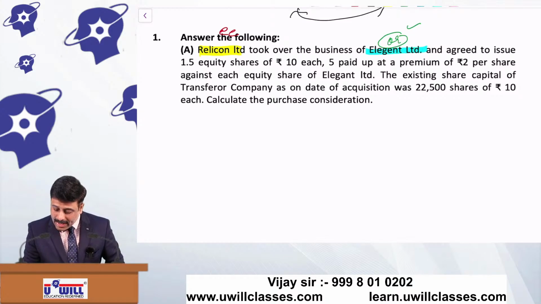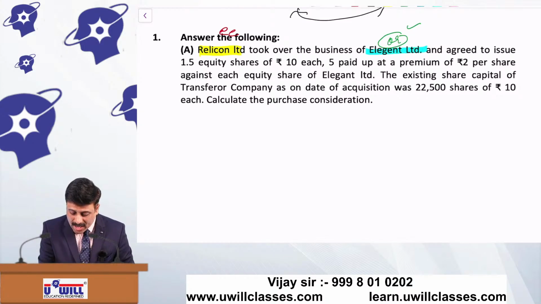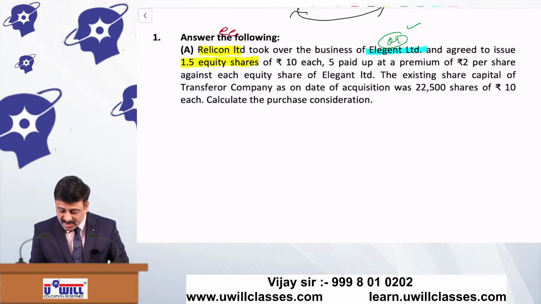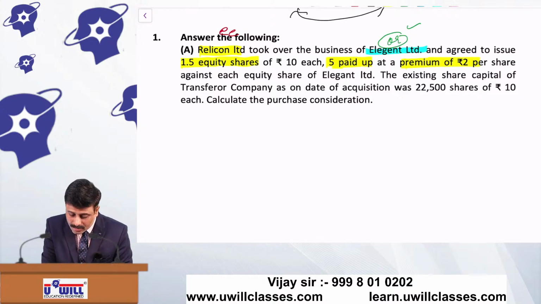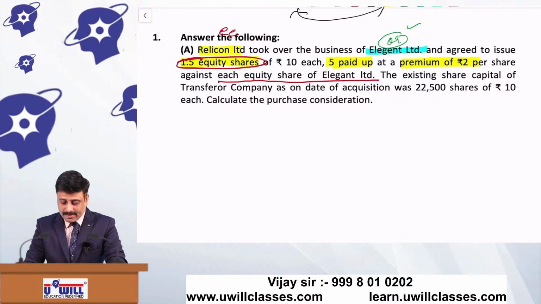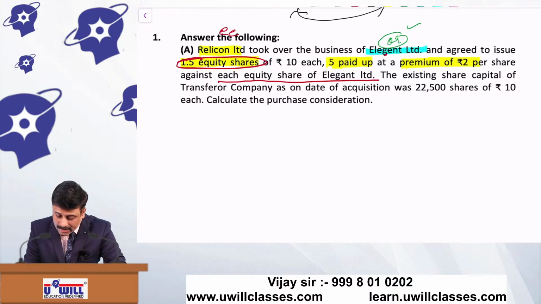And agreed to issue 1.5 equity shares of 10 each, 5 paid up, which is important, at a premium of 2 per share, which is also important, against each equity share of Elegant Limited. So 1.5 shares of Relicon will be given against each share of Elegant Limited.